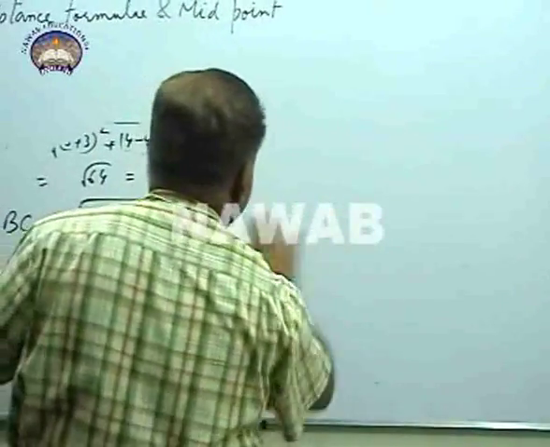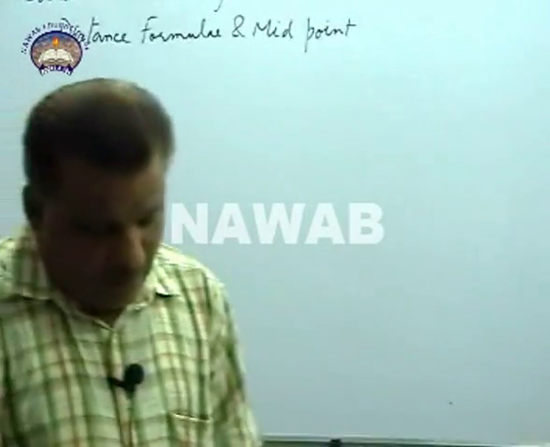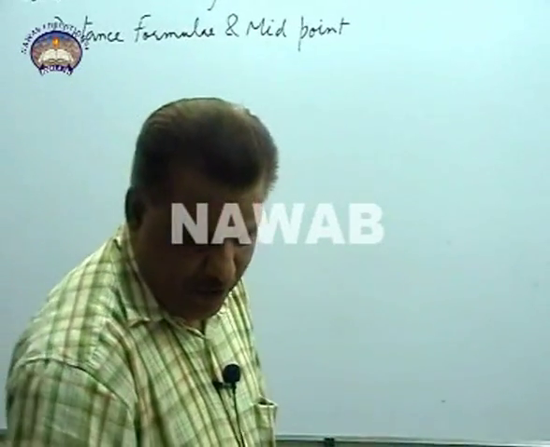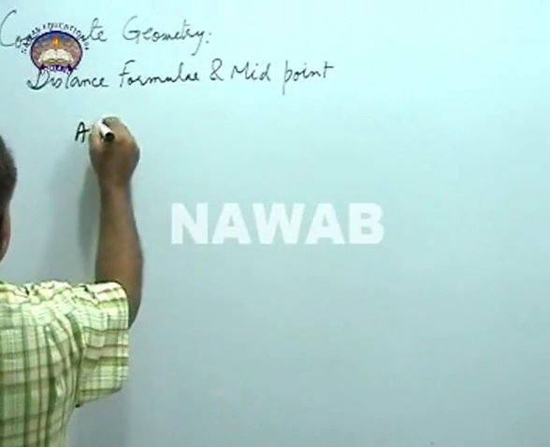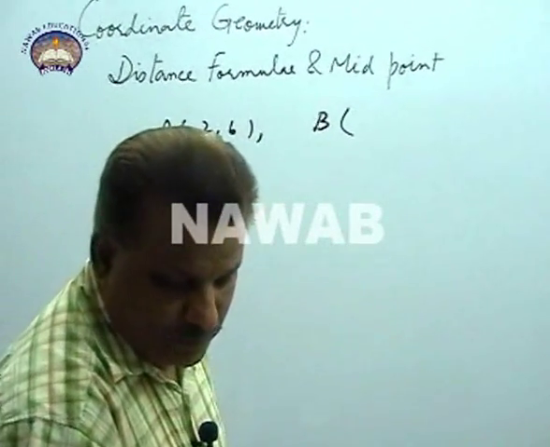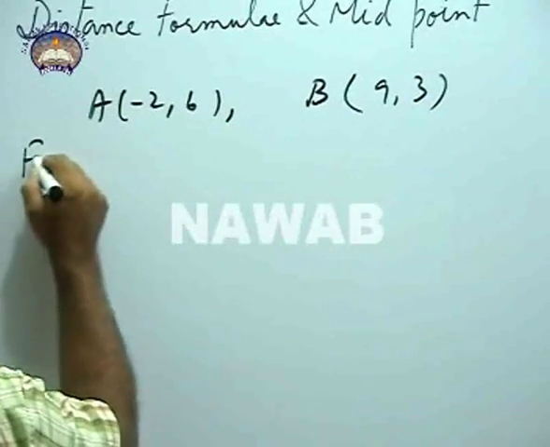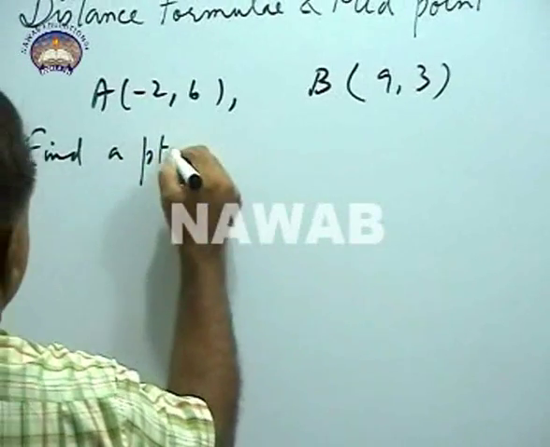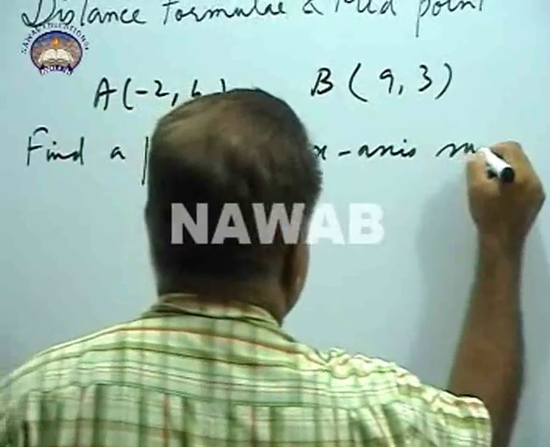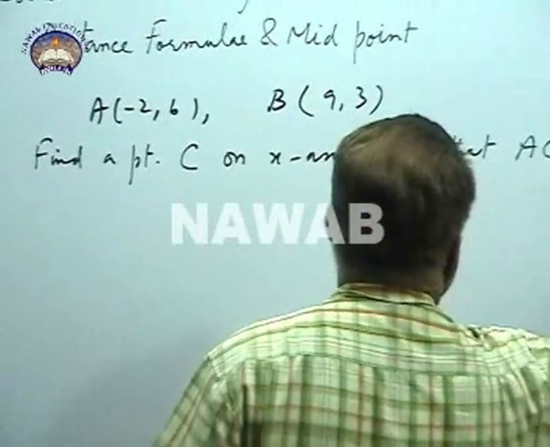another important question is given here. You have to find the coordinates of a point. A is the point (-2, 6) and B is the point (9, 3). It says find a point C on x-axis such that AC is equal to BC.